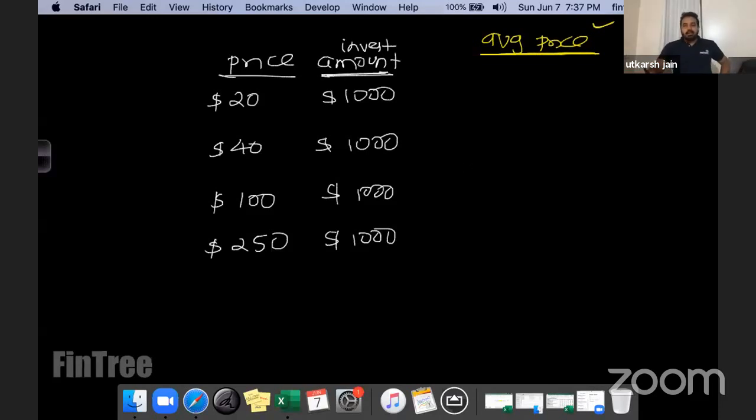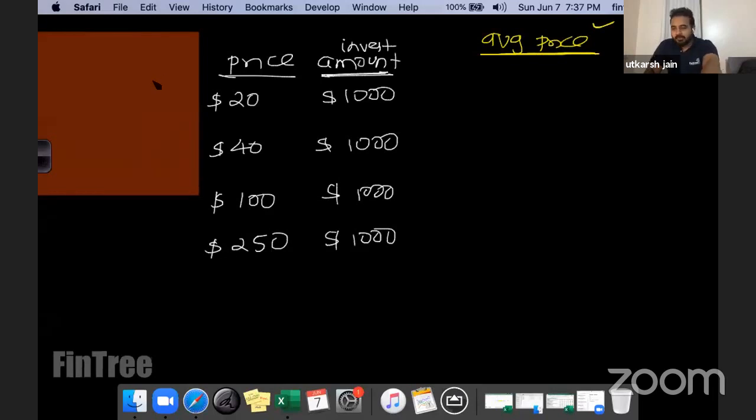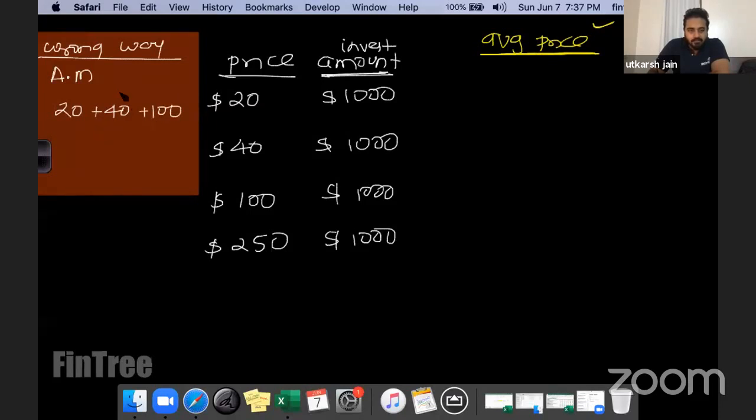Okay. All right, now let me do this for you. Observe how. Let's first do the wrong way. What would be the wrong way if you use an arithmetic mean here? If anyone did this, 20 plus 40 plus 100 plus 250 divided by 4, you actually made a mistake. You got the wrong answer. Let's see how much we get here. So 60, 160, 310, 410. So this should be 102.5.